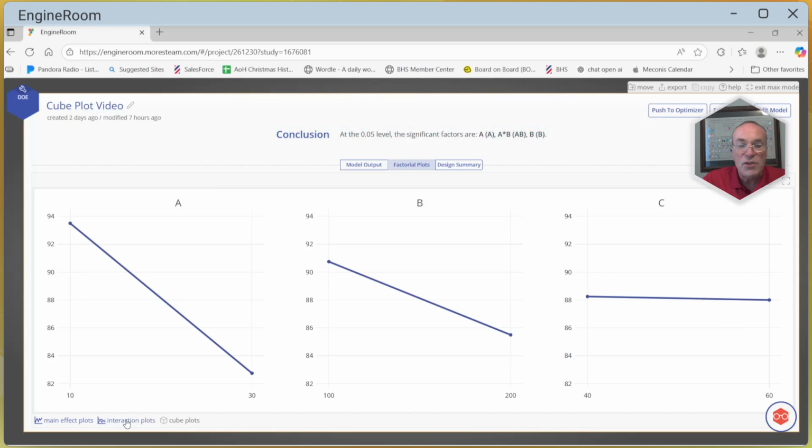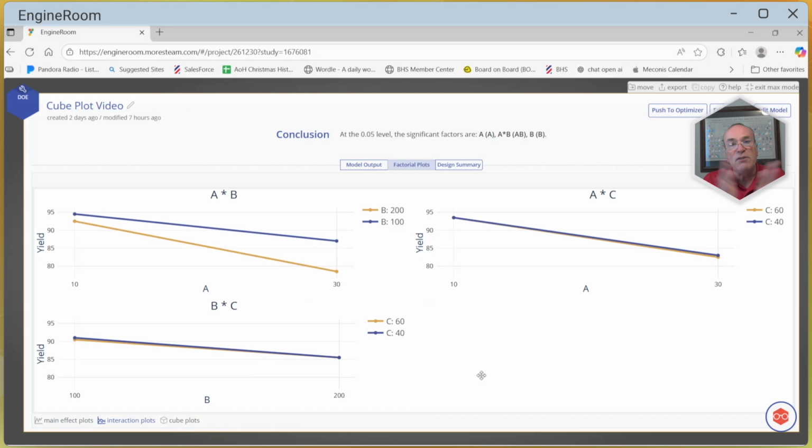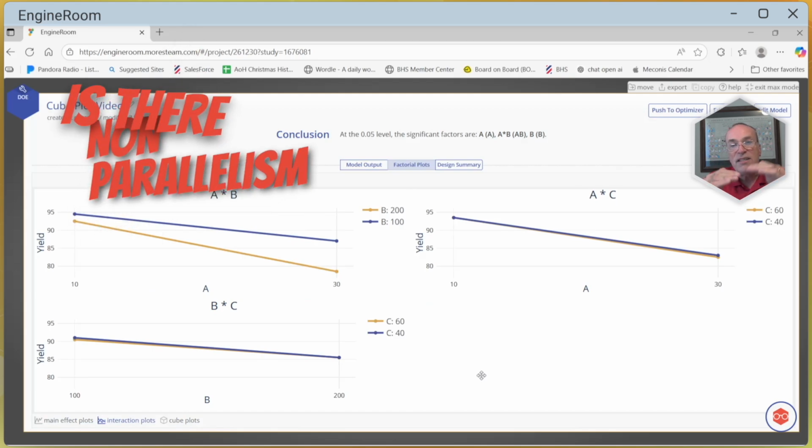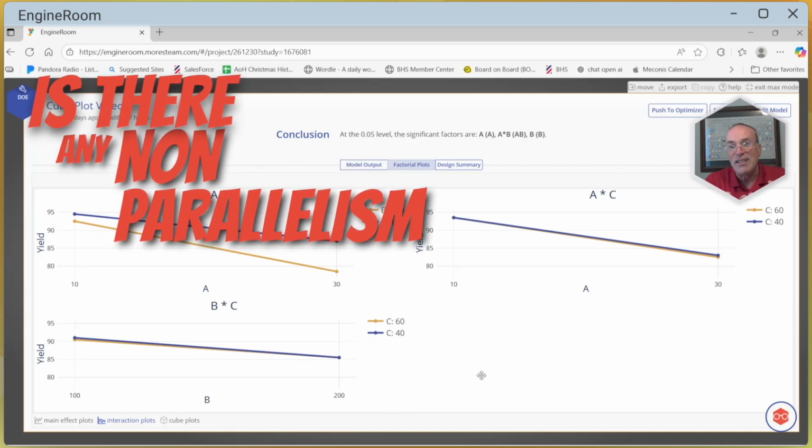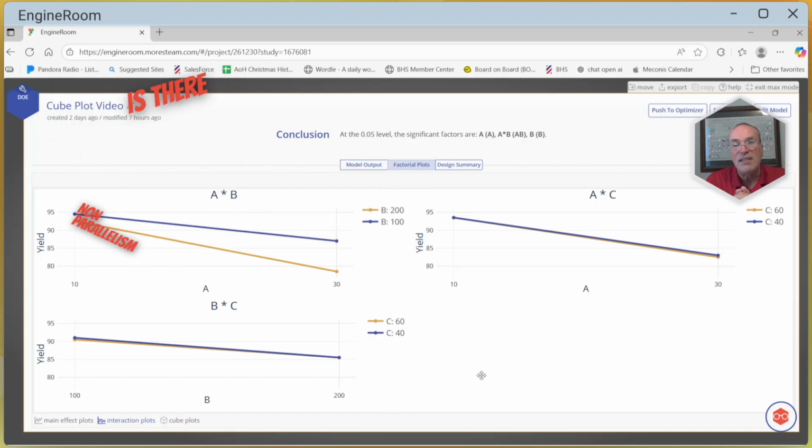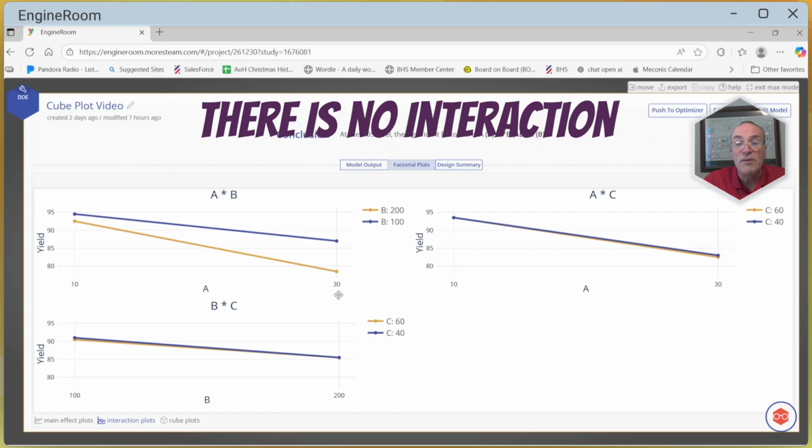But we also want to look at interaction plots. And the way you look at interaction plots is you want to see, is there any non-parallelism? And so if you have non-parallelism, then you have an interaction. We can see with AB, the values are about the same for A level of 10, but when we go up to A of 30, those values separate. We can see these lines are non-parallel. Now, for the other two interactions, they happen to lay on top of each other. Don't read anything into that other than there is no interaction.